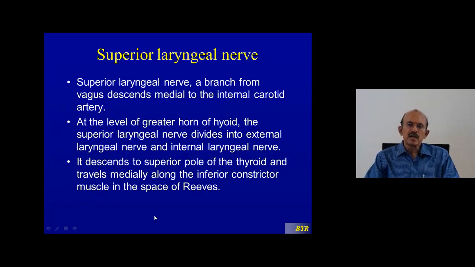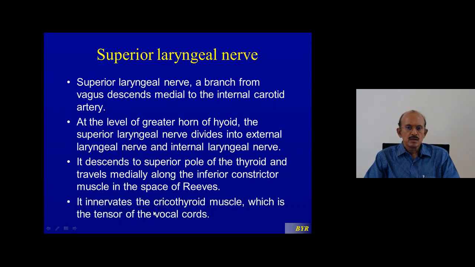So these anatomical details are very important because when you are doing thyroid surgery, you must safeguard these two nerves. It innervates the cricothyroid muscle, which is the tensor of the vocal cord.